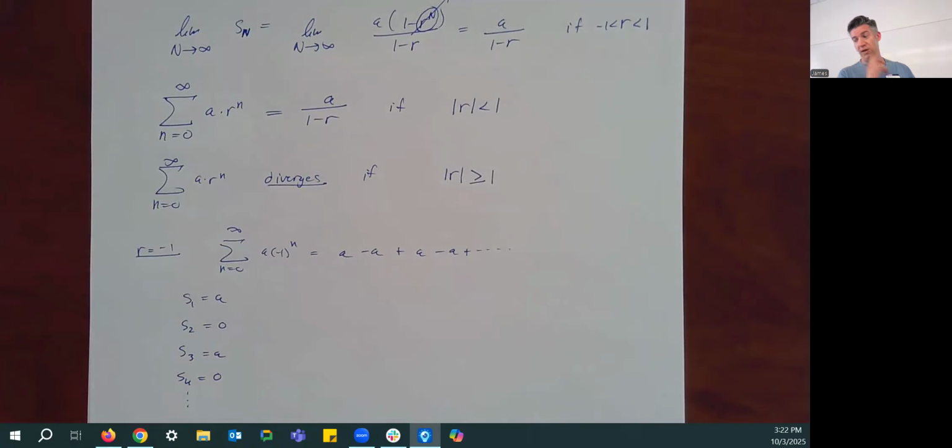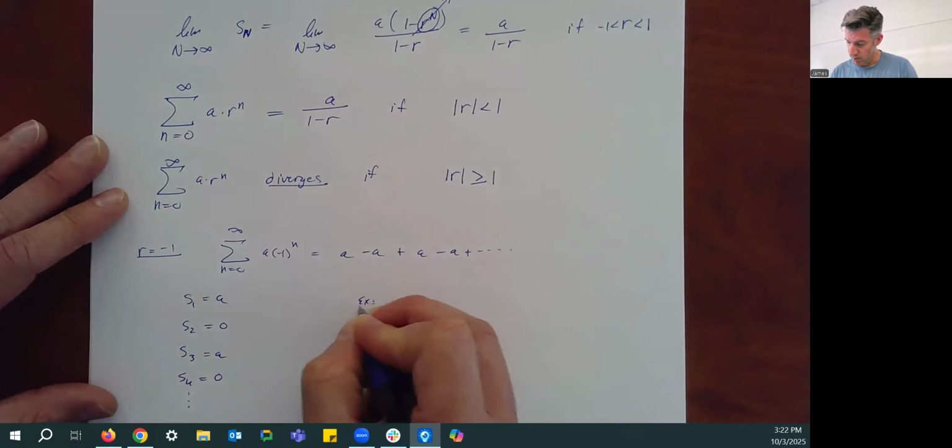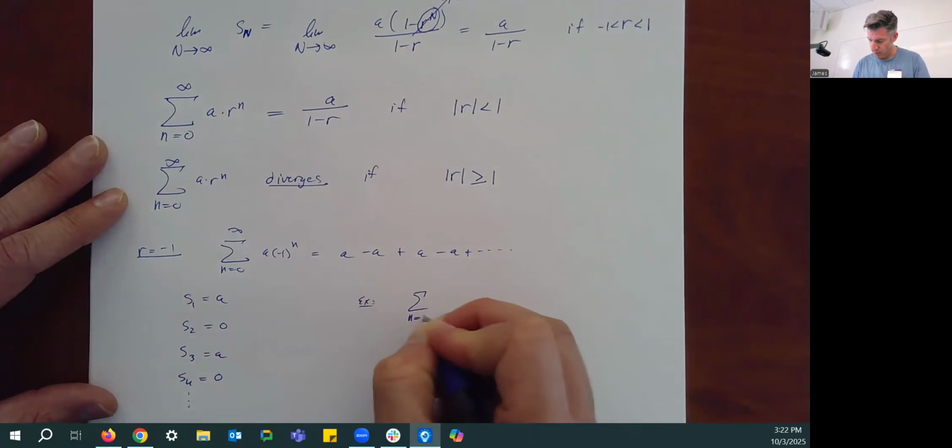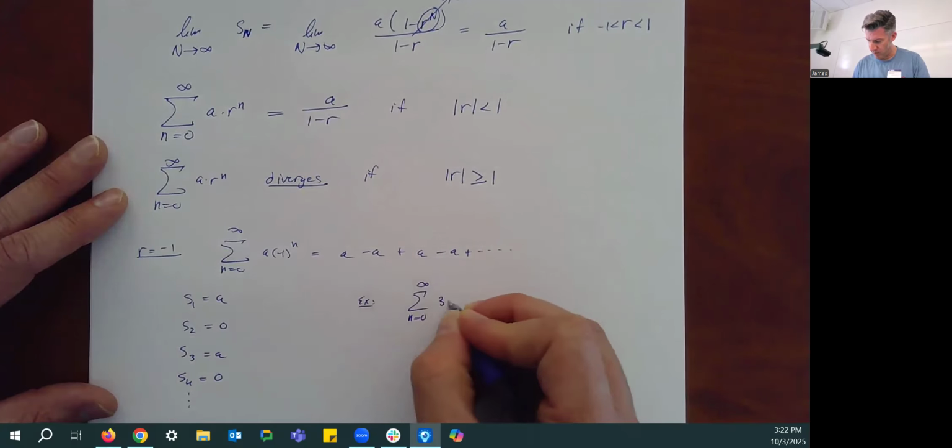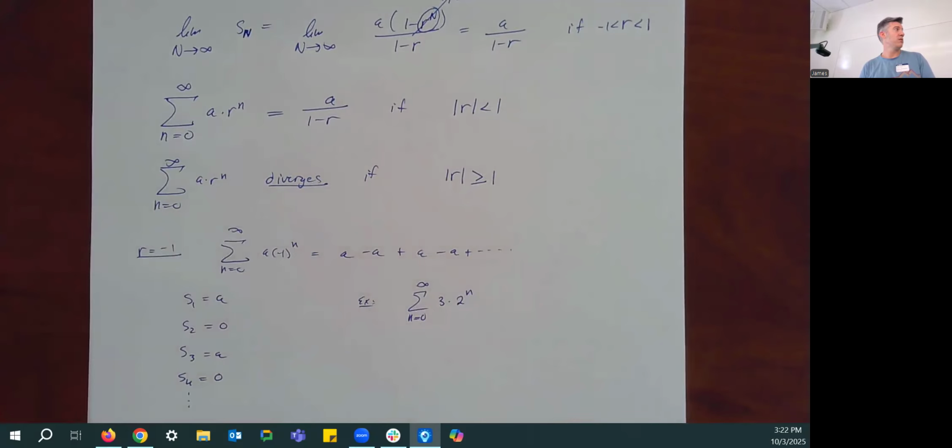And then if r is bigger than 1 or less than -1, we definitely get divergence because the terms are getting infinitely large themselves. For example, if you have something like the sum from n equals 0 to infinity of 3 times 2 to the n, well, you're adding 3 plus 6 plus 12 plus 24, right? The terms are just getting bigger and bigger themselves.